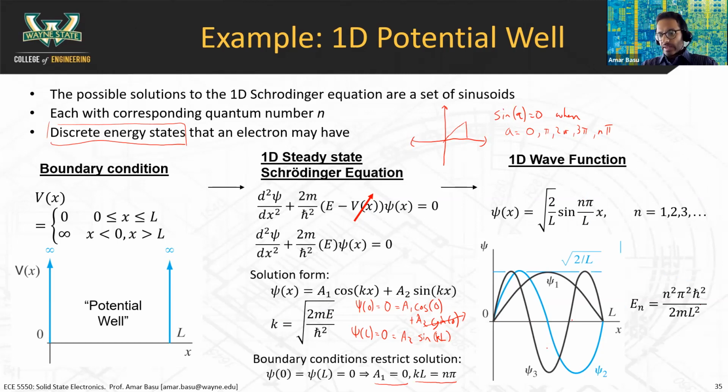So what is this telling us? It's telling us as n increases, as we go higher and higher in n, the corresponding energy increases as well. So as we go to higher values of n, the energy of that electron increases. In fact, it increases as n squared.